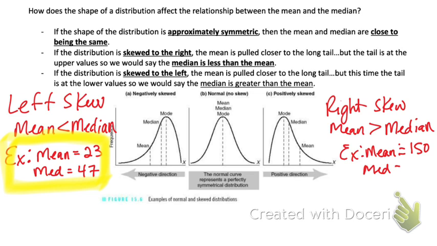And maybe the median is like 127. Okay? Just from that data, you could tell me that that is a right skew distribution, just because the mean is greater than the median. The mean is always pulled out to whatever direction it's skewed. So if the mean is lower, that means it was pulled to the left. That is a left skew. If the mean is higher than the median, it was pulled to the right, so it's right skew. Any questions about that?